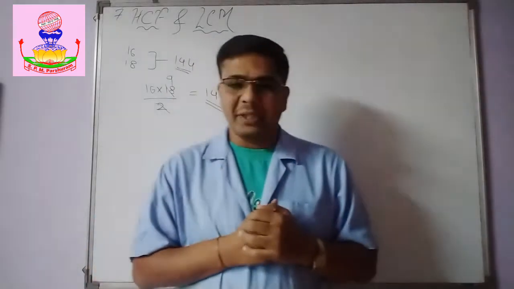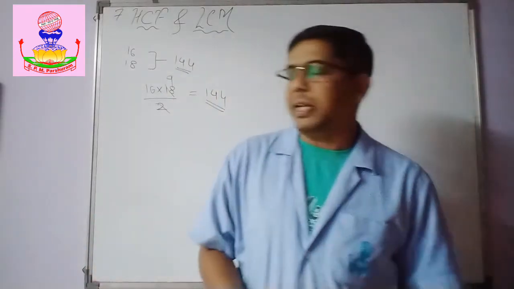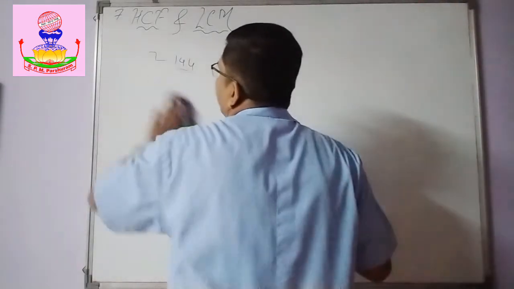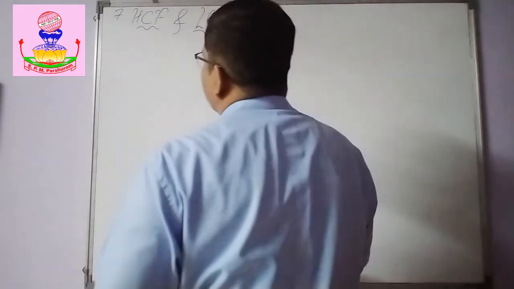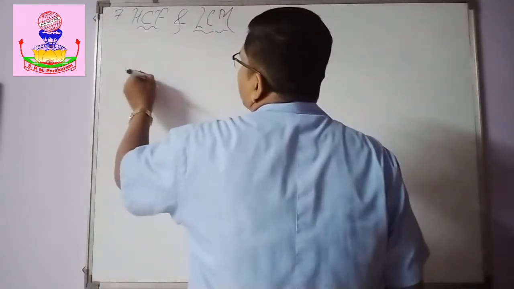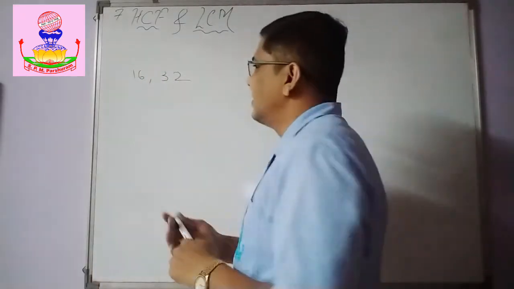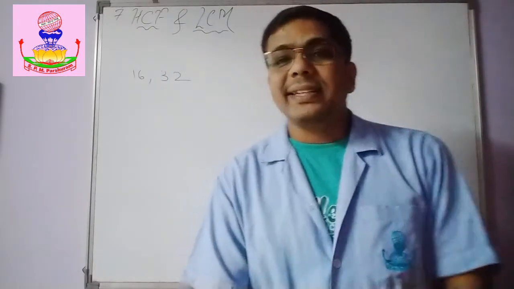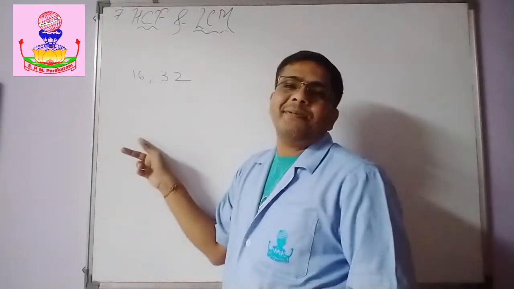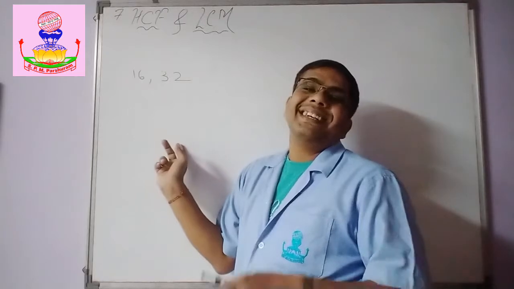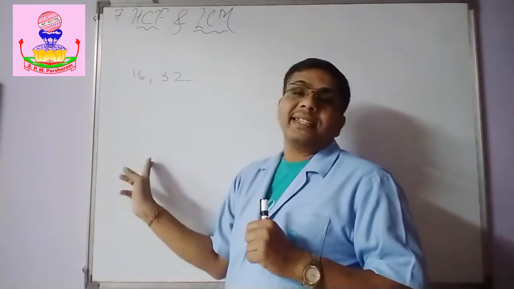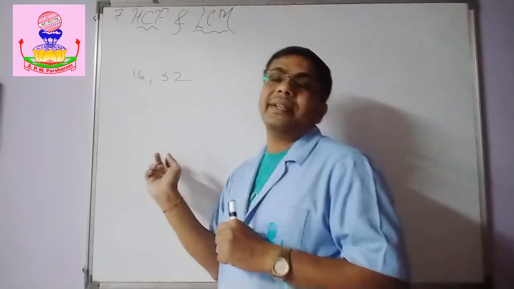LCM is their product. If two numbers are such that one is a multiple of the other, for example here I have 16 and 32. So 32 is a multiple of 16, right? In that case, the smaller number is the HCF and the bigger number is the LCM. What I say? The smaller number is the HCF and the bigger number is the LCM.